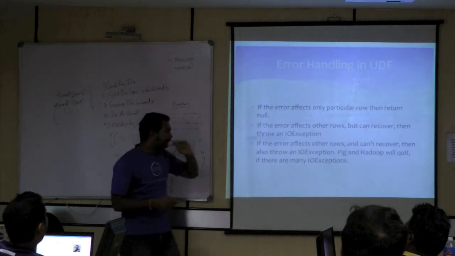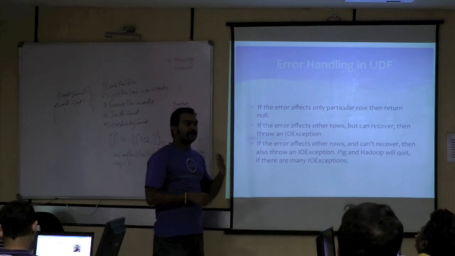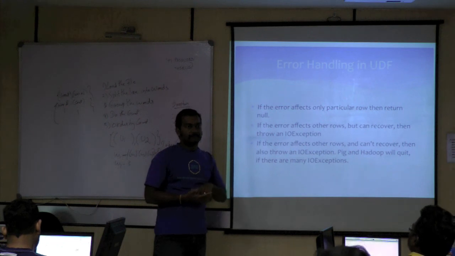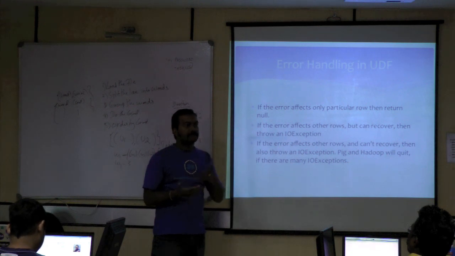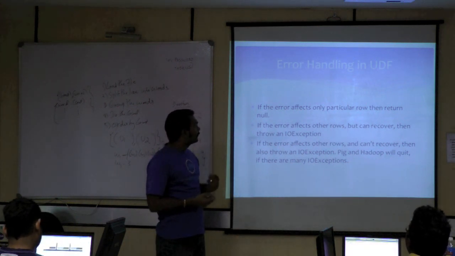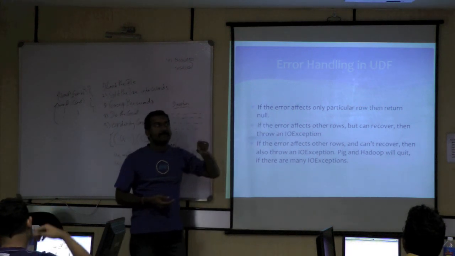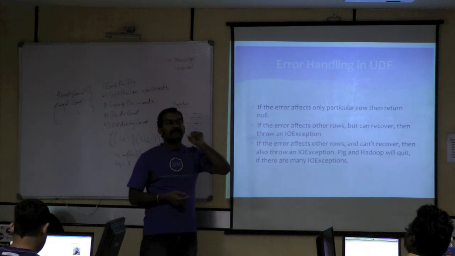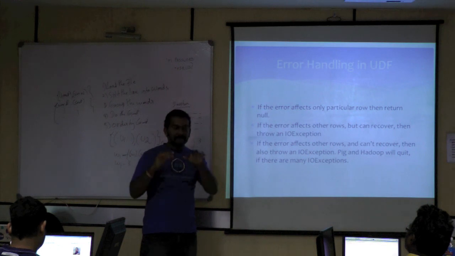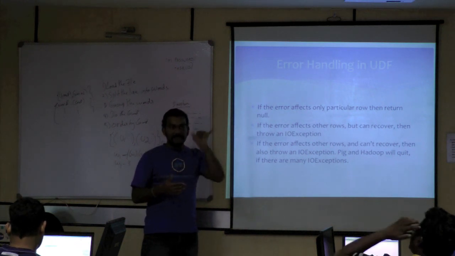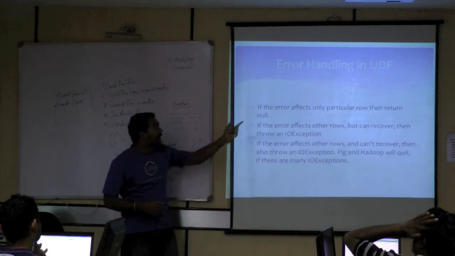So there are basically three types of errors which could occur. One is where the problem is for that particular row, but you know for sure that other rows might work properly. It's just that particular row will not. In those cases, you have to return null from your UDF. That is the first case, where we check if that particular input is null or that tuple doesn't have the required number of columns. Those are cases where it affects only that particular row. The other rows might be good, so in those cases, we should return null.